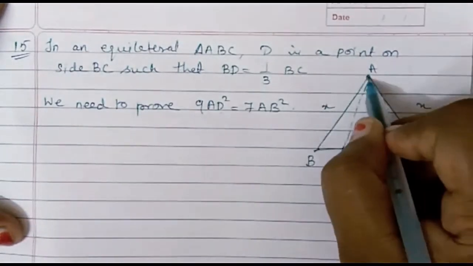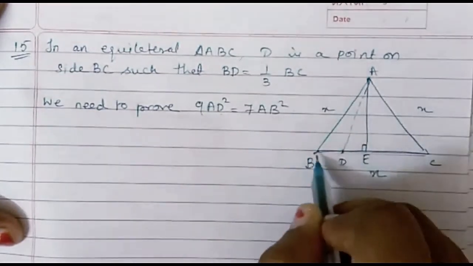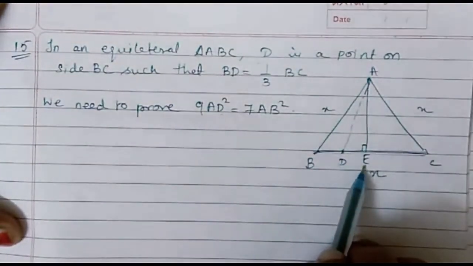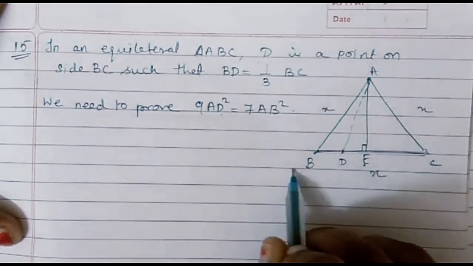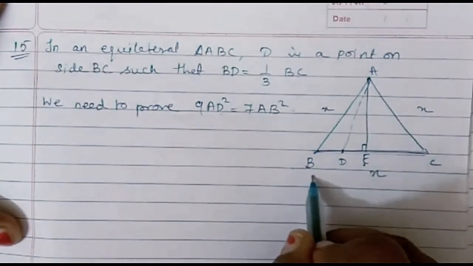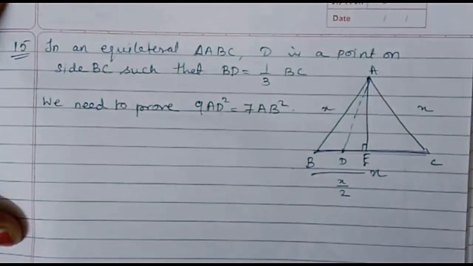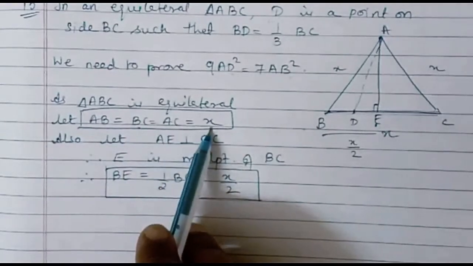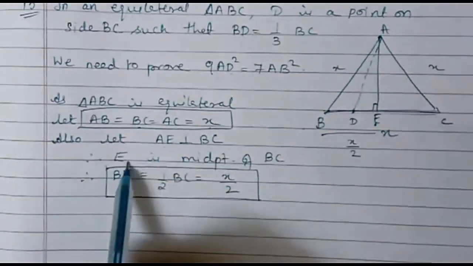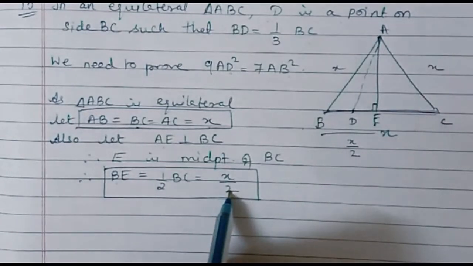Let us draw an altitude for that. If we draw, let AE be perpendicular to BC. So obviously, because it is an altitude of an equilateral triangle, it will work as a median too. So you will get E as a midpoint of BC, and so B to E, the distance will be x upon 2. Let us write that much. So I have written the same thing. Let us take all three sides equal to x. As we have drawn the perpendicular, E will be the midpoint. So BE is equal to half of BC, that is x upon 2.